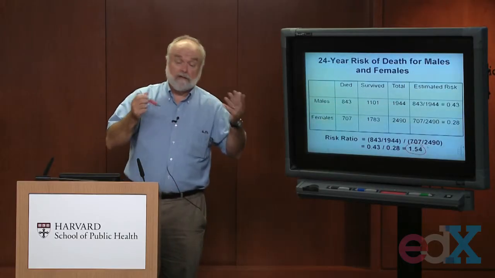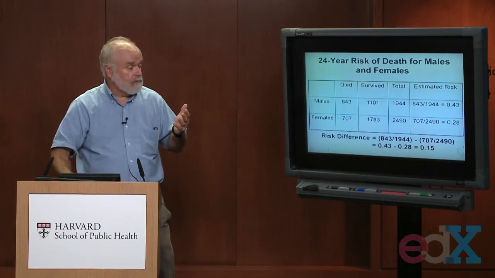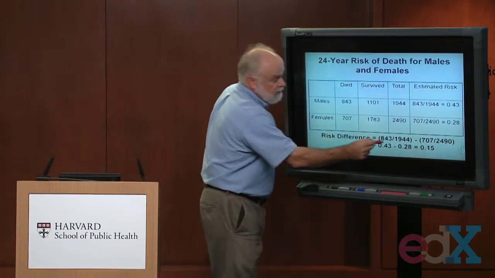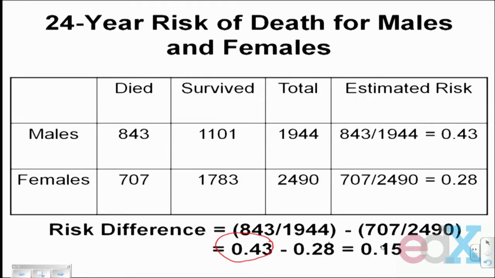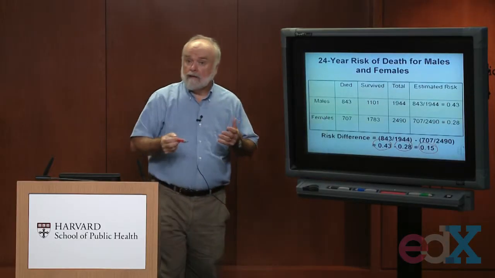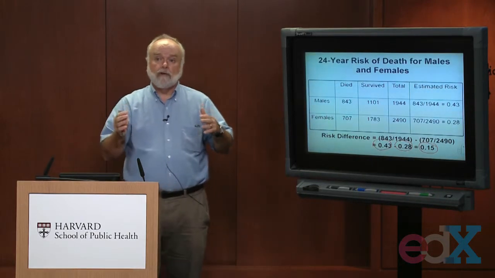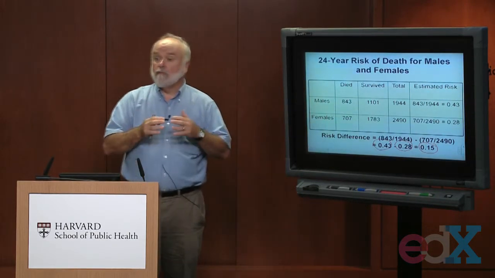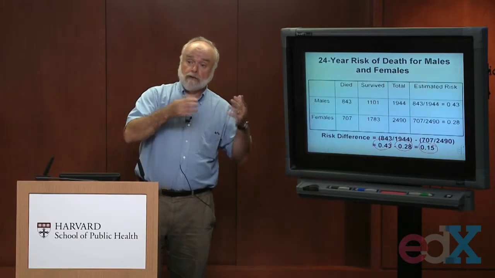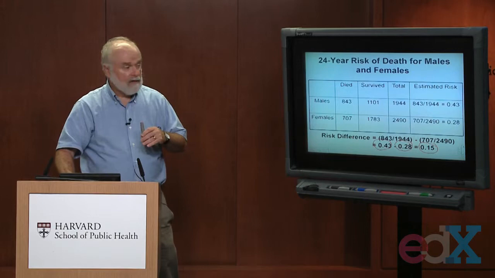Now we can measure the difference in those risks. We could calculate a risk difference. We could subtract the 28% risk that the women had from the 43% risk that the men had and get a risk difference now of 15%. How we interpret that is that a male's risk of dying during 24 years of follow-up is 15 percentage points greater than that of a woman. We have to add 15 percentage points to the 28% risk women have to obtain the 43% risk that the men have. So that's how you'd measure risk difference in this case.